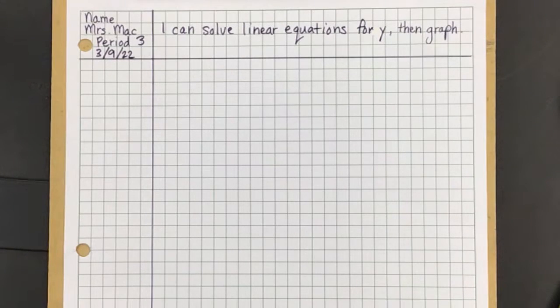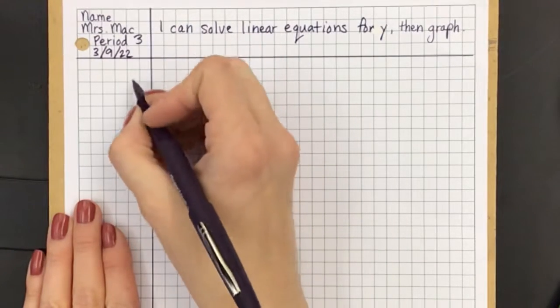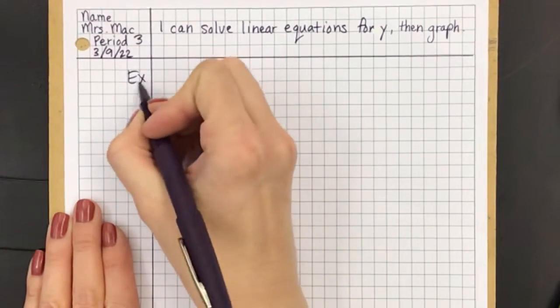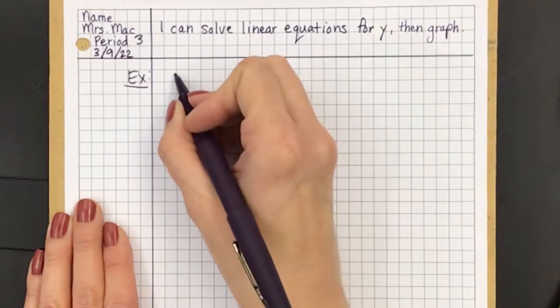So you need to be able to solve for y, because not every equation is going to be in slope-intercept form, which is the best way to graph it, okay? So let's take a look at an example of an equation that is not in slope-intercept form, and then we're going to do some operations to get it into slope-intercept form.